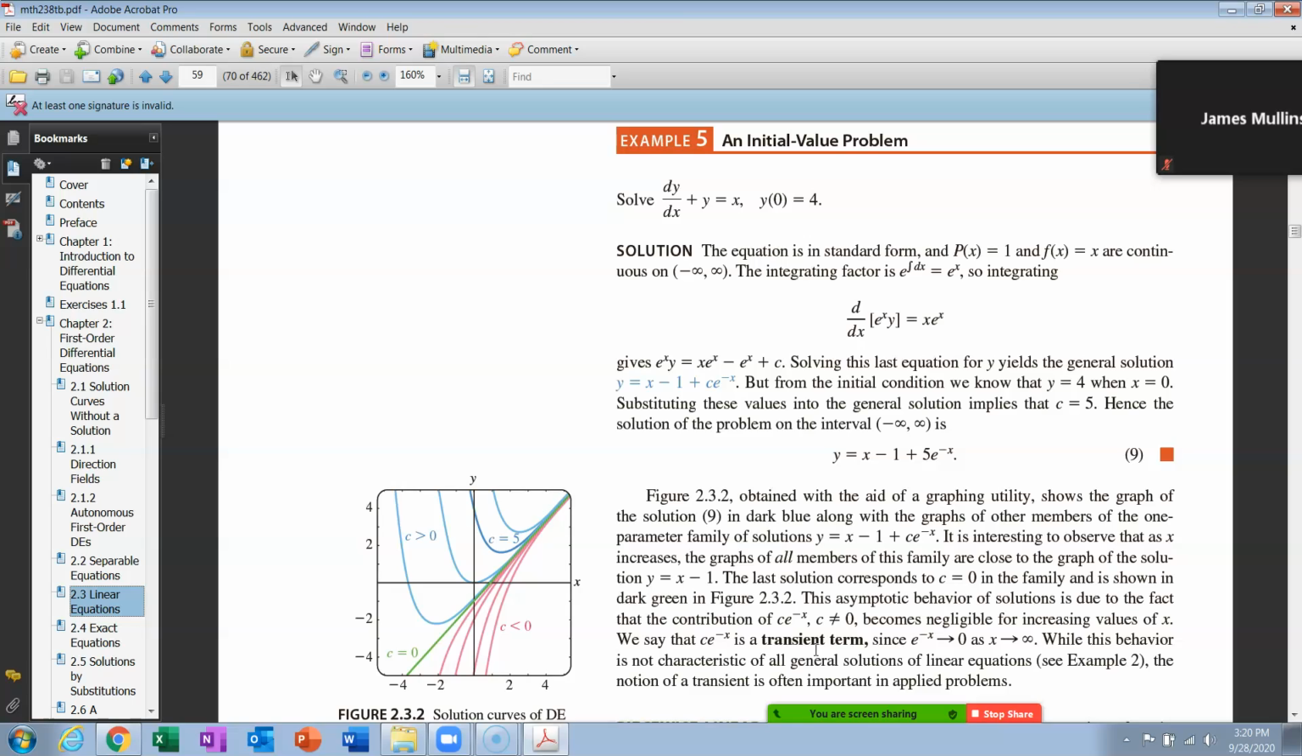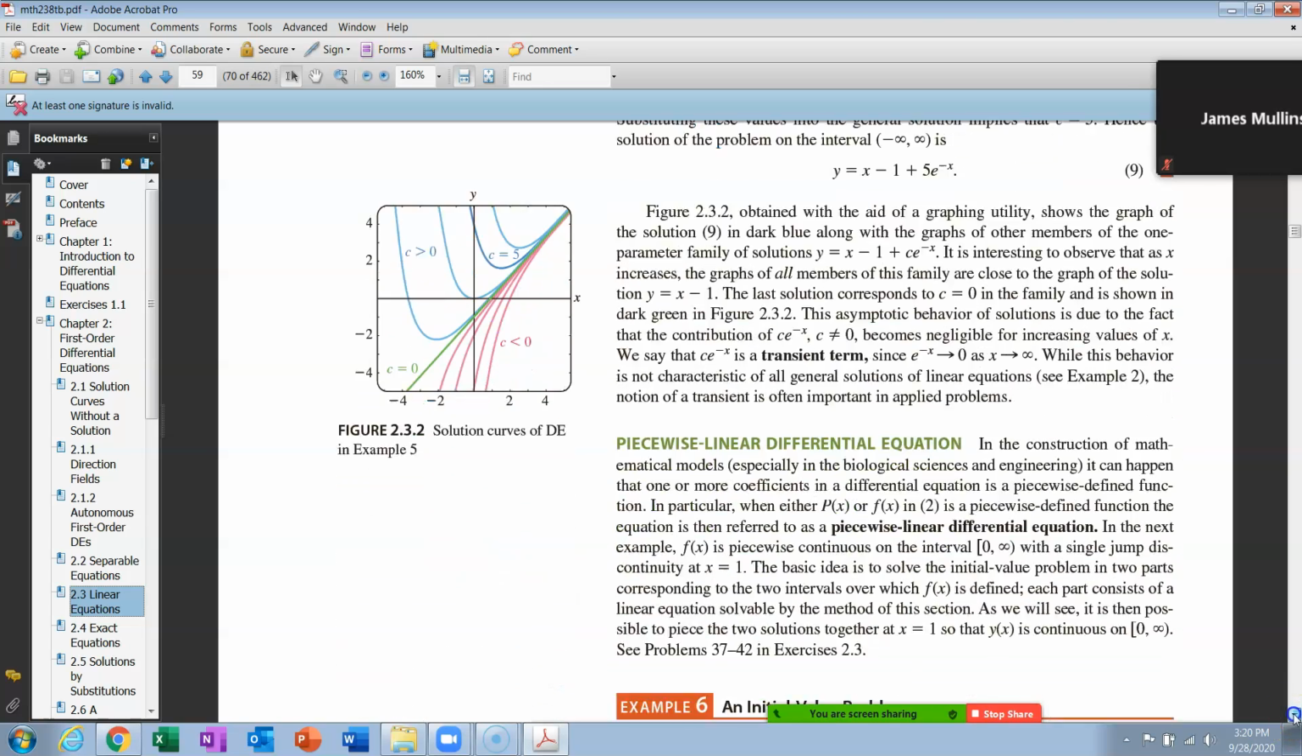It says, while that behavior is not characteristic of all general solutions of linear equations, and they say see example 2, the notion of a transient is often important in applied problems. So stand by for that.